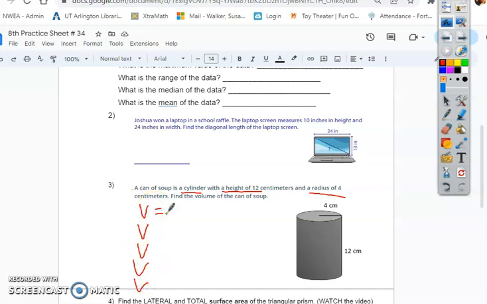The formula chart says big B, H. Big B means area of the base, which is a circle. So I need to find the area of a circle. I would look at my formula chart, put the formula for area of a circle, and plug the numbers in. I do note right here, this goes to the middle, so that is the radius. Hopefully you have your formula chart out while you're doing this.